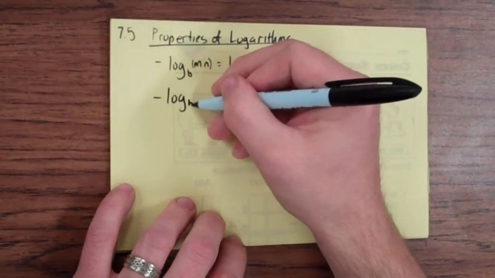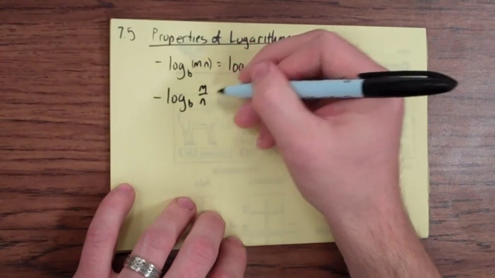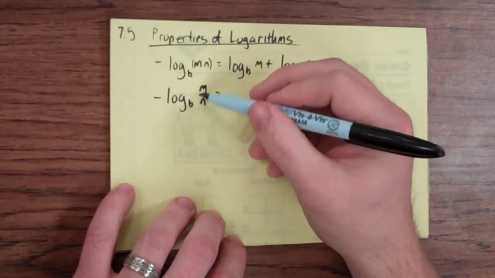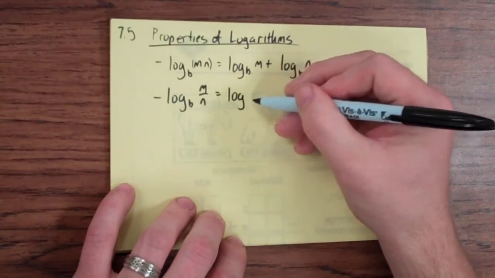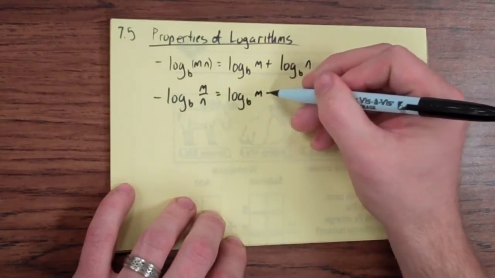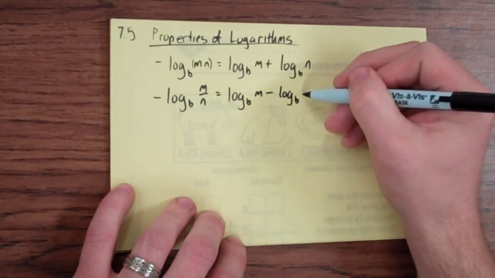The second one is called the quotient property. If I take the log base b of this quotient of two things, I can expand them by saying the log base b of m minus the log base b of n.